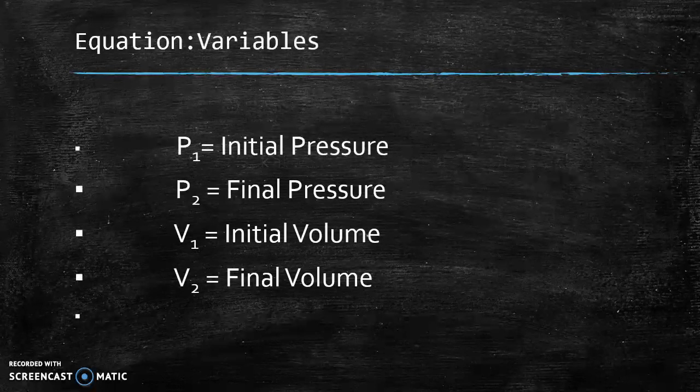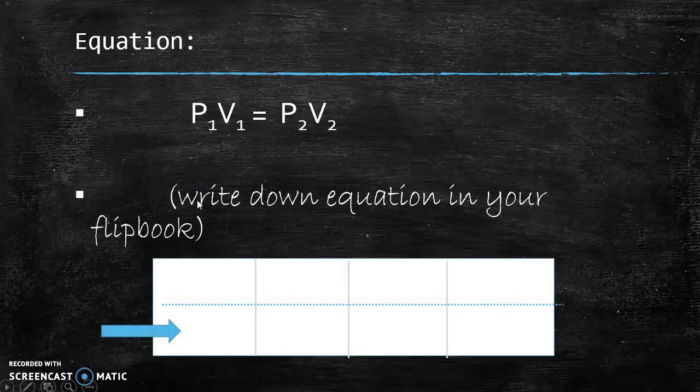Okay, so when we are doing these equations, there are 4 variables within the equations. We have our initial pressure, our final pressure, our initial volume, and our final volume. We use number 1 to indicate the initial and 2 to indicate the final. So our equation is P1 times V1 equals P2 times V2. Before we start problems, write this equation in your flip book. You would have your flip book down on the bottom under the flap, and just write P1 times V1 equals P2 times V2.